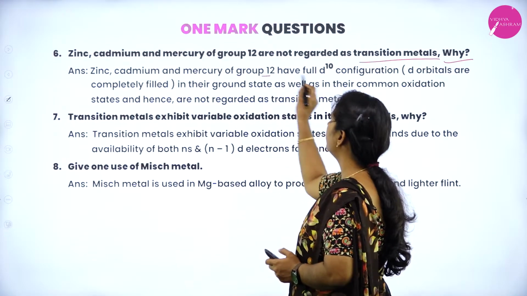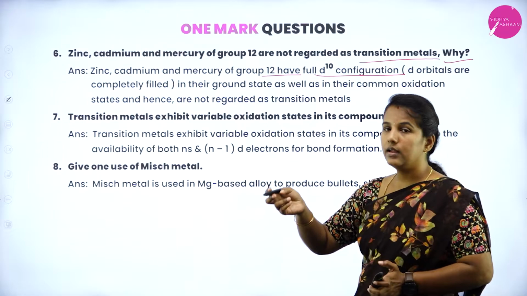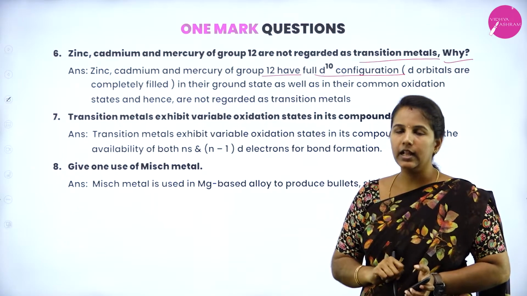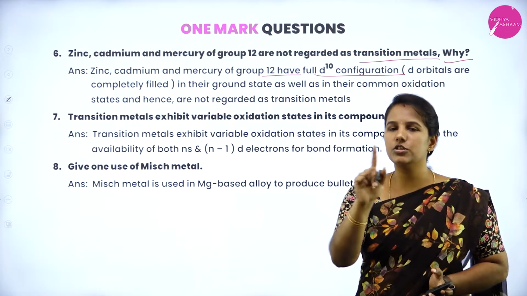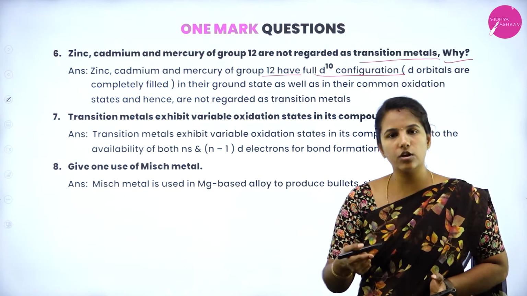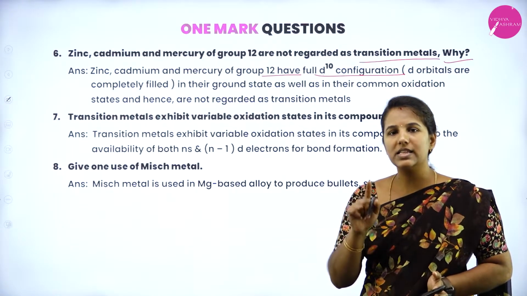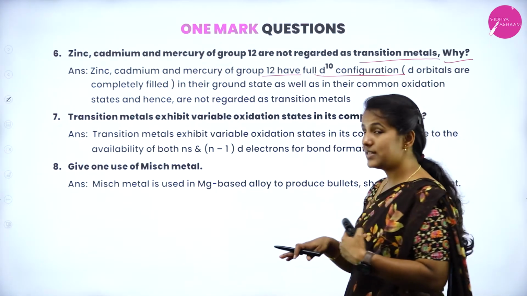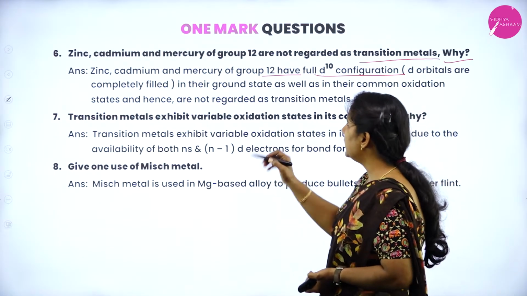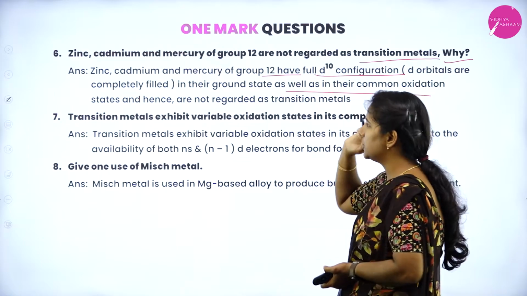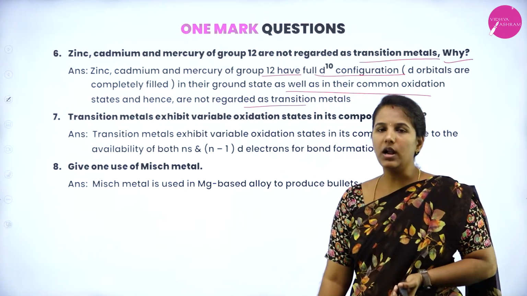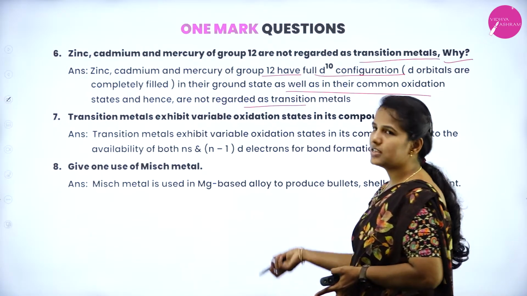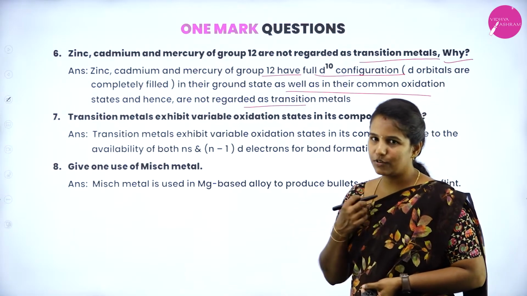Zinc, cadmium and mercury of group 12 have a filled, full d10 configuration. In a d block element, the last electron should enter the d orbital, hence they are known as d block elements, correct? No. In zinc, cadmium and mercury, the d orbitals are completely filled in the ground state as well as in the common oxidation state. Hence, they are not called transition series or transition metals. These are the exceptional cases you must know for competitive purposes as well as for the board exam.